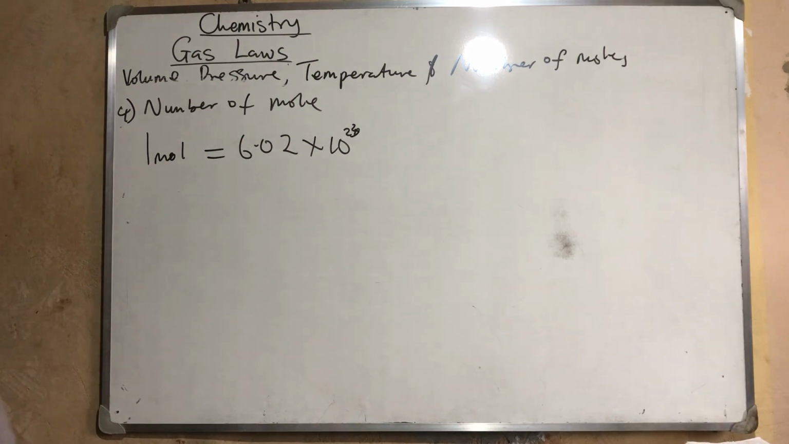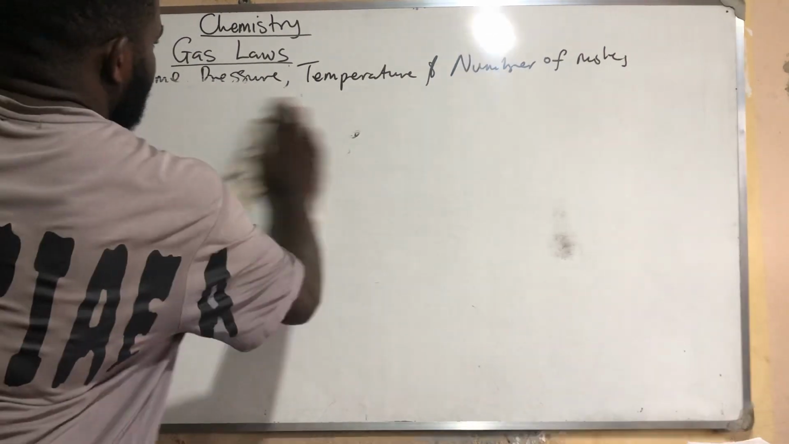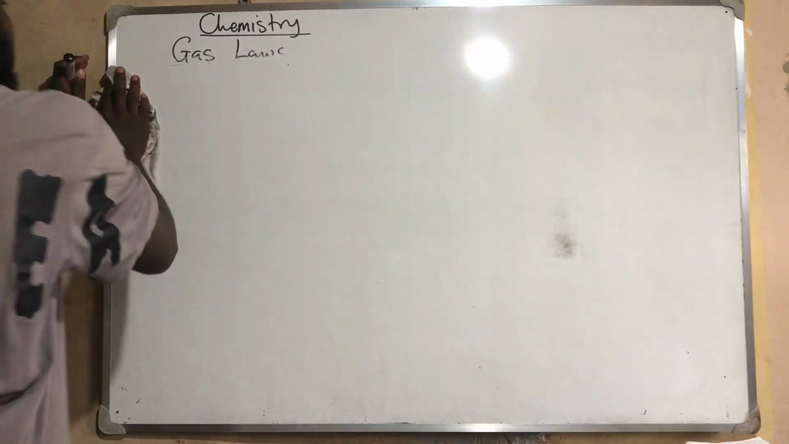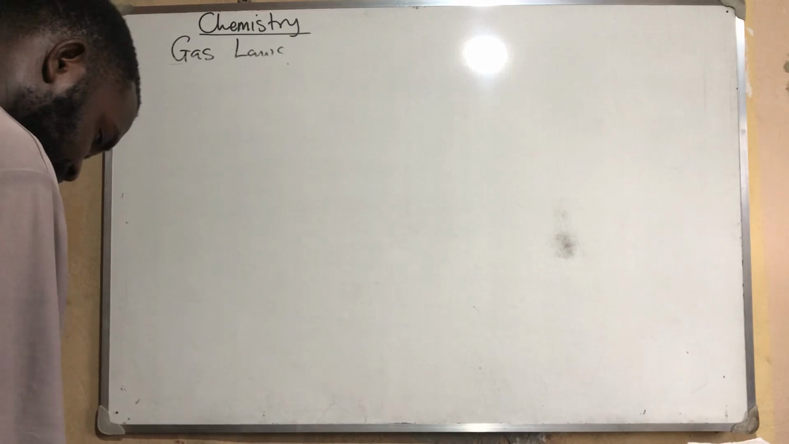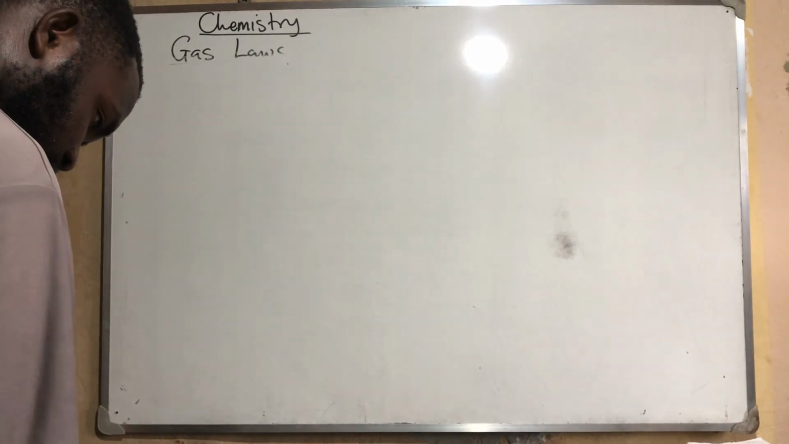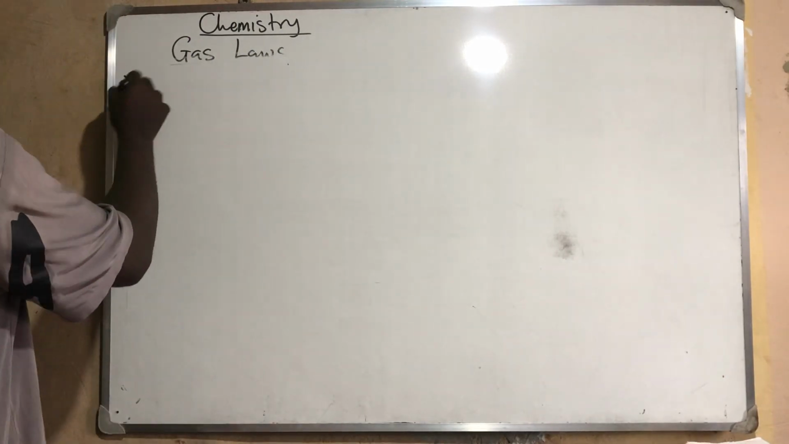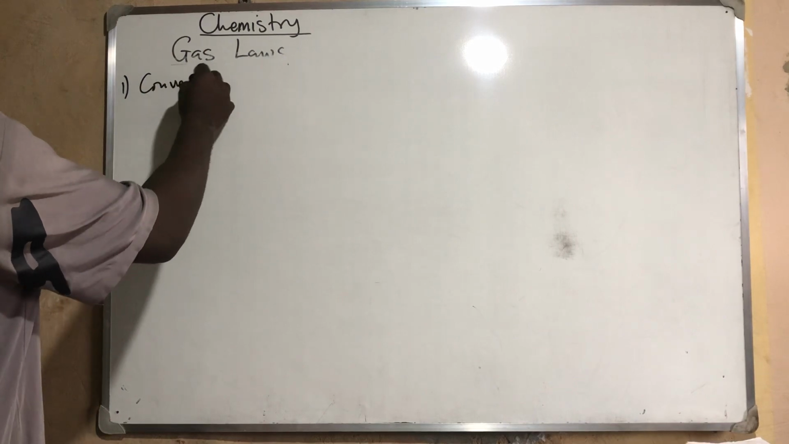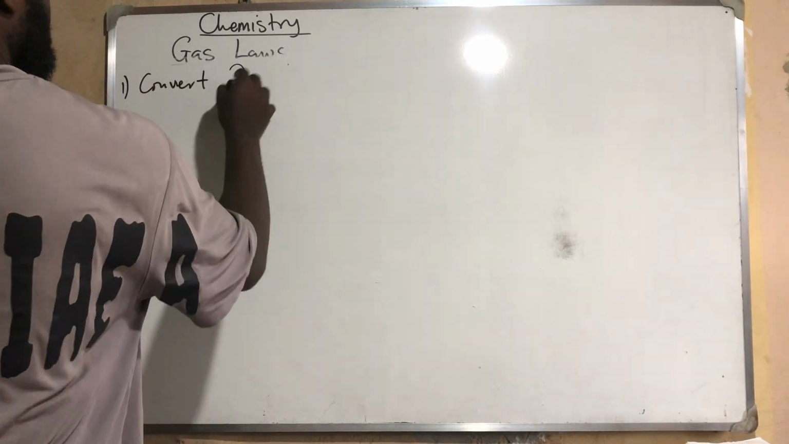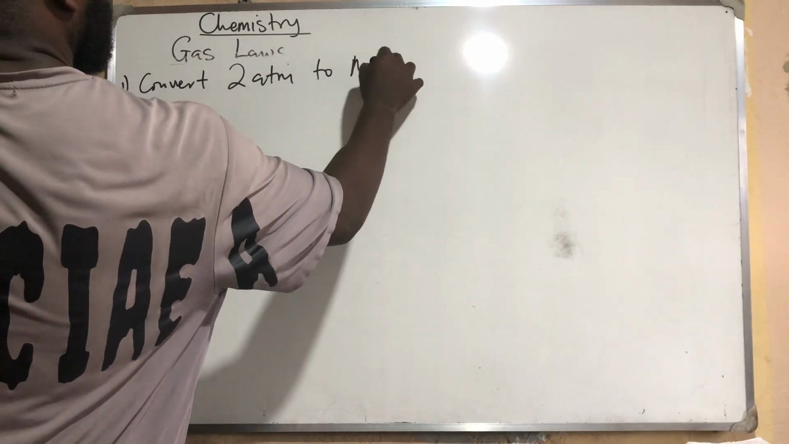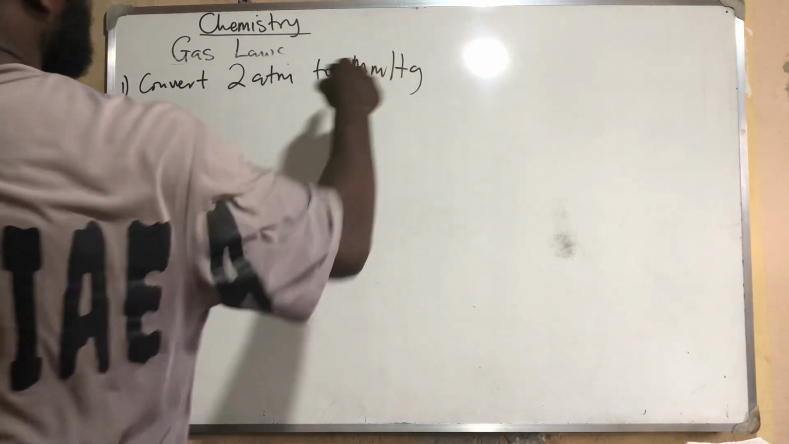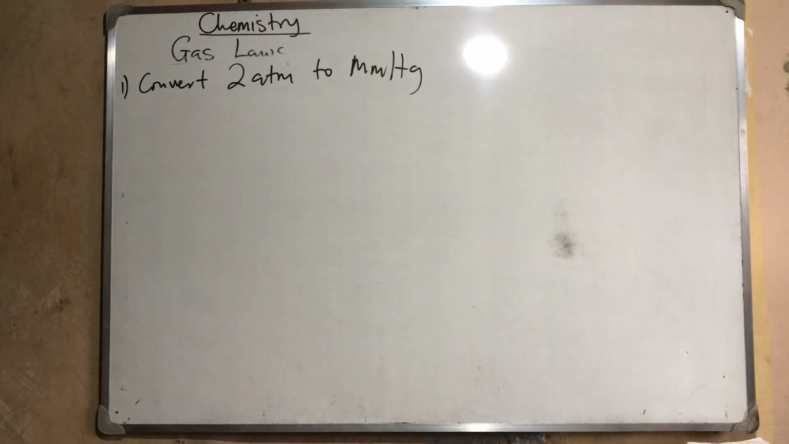Okay. All right. The next one I want to talk about is the standard temperature and pressure. Before we do, let's just do the calculations. They say convert. Number 1 said, convert 2 atm to what? Millimeter mercury. Anytime you hear millimeter mercury, what should come to your mind is 760.